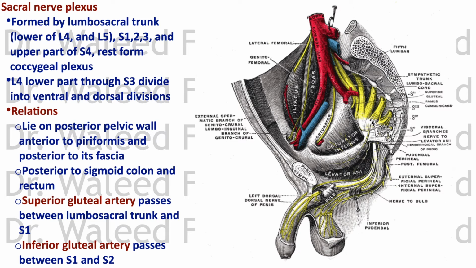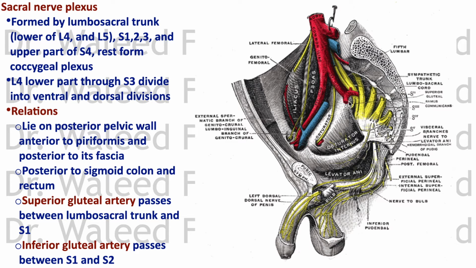Now, all the nerves from L4 through S3 divide into ventral and dorsal divisions. It's rather a different arrangement than the lumbosacral plexus we discussed earlier in the posterior abdominal wall. The relations of the sacral plexus: it's on the posterior pelvic wall, of course, anterior to the piriformis, but behind the fascia of the piriformis. Remember this, the nerves are behind the fascia, the vessels in front of the fascia, and it's posterior to the sigmoid colon and rectum.